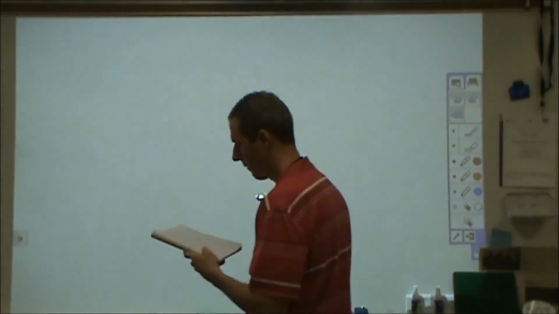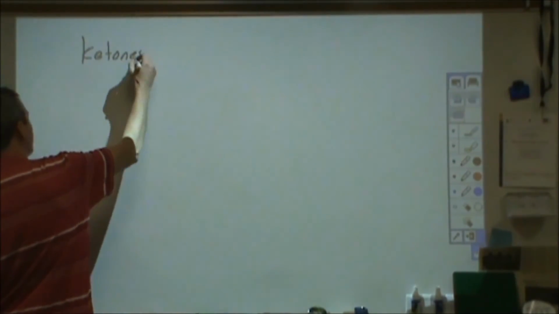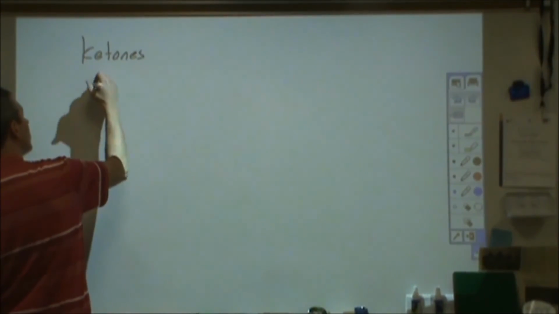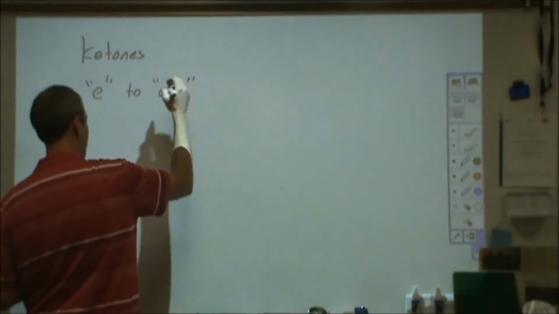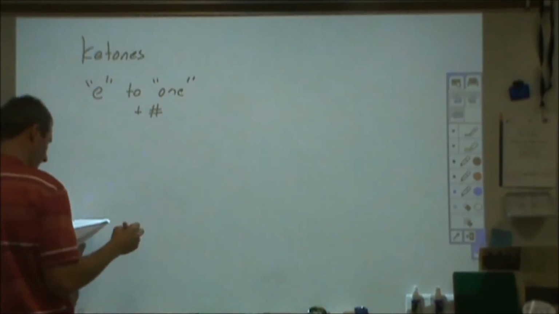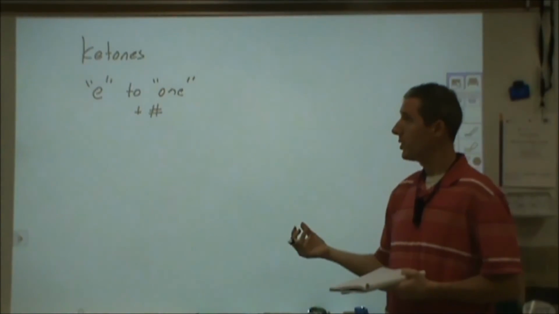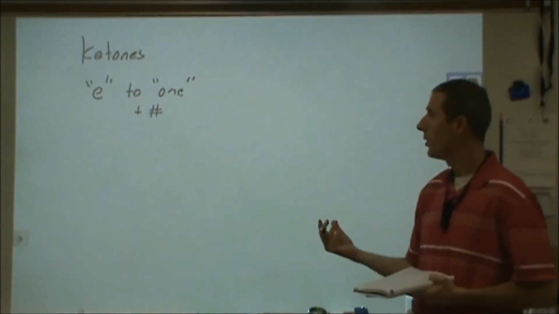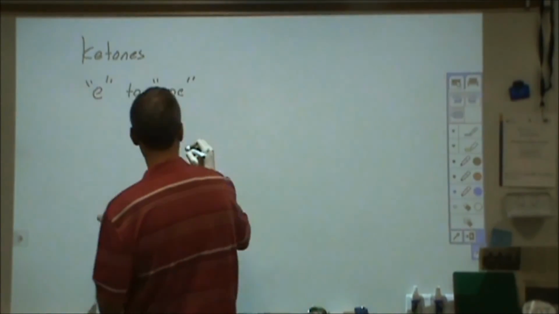Okay. For ketones, you're going to change the E at the end to an O-N-E, and you're going to number where that carbonyl group is present. Okay?